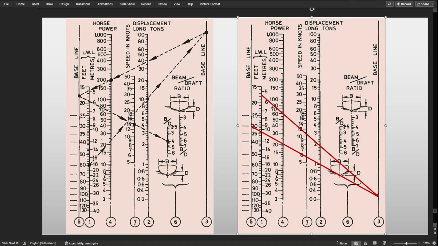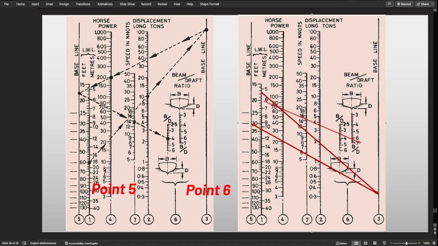The next step is to bounce back to the beam to draft ratio. In our case that's 4.87, and then we can read what the speed is. So the speed that this graph gives us in this setup is 12 knots, and that's kind of strange, and I will explain shortly why that is strange.